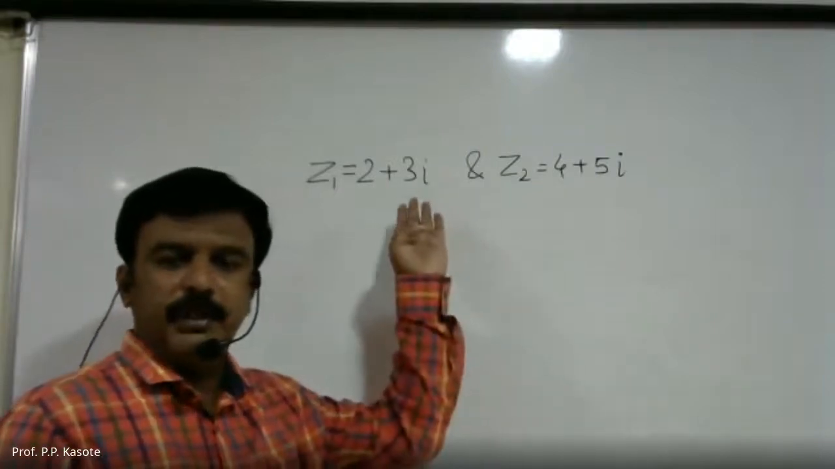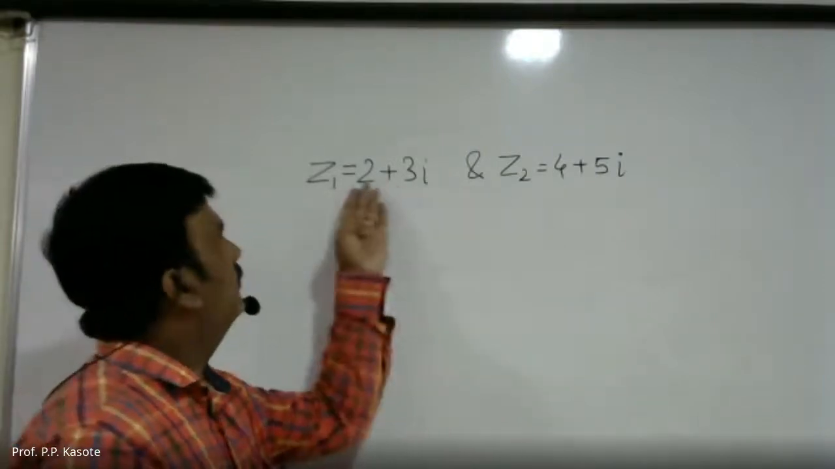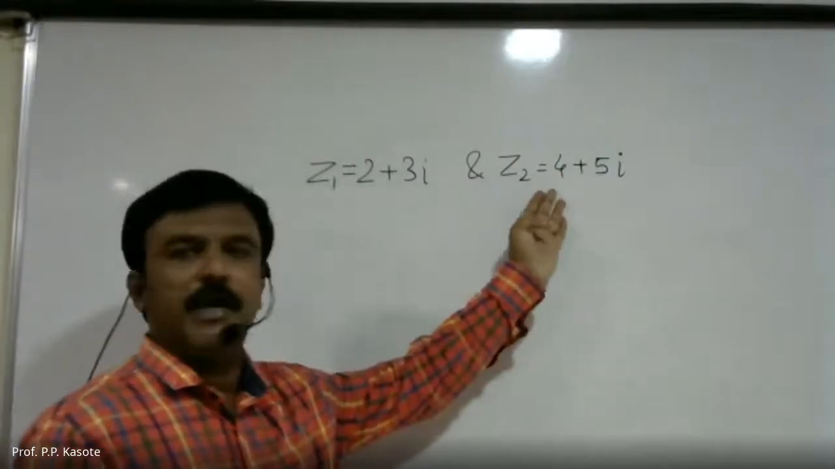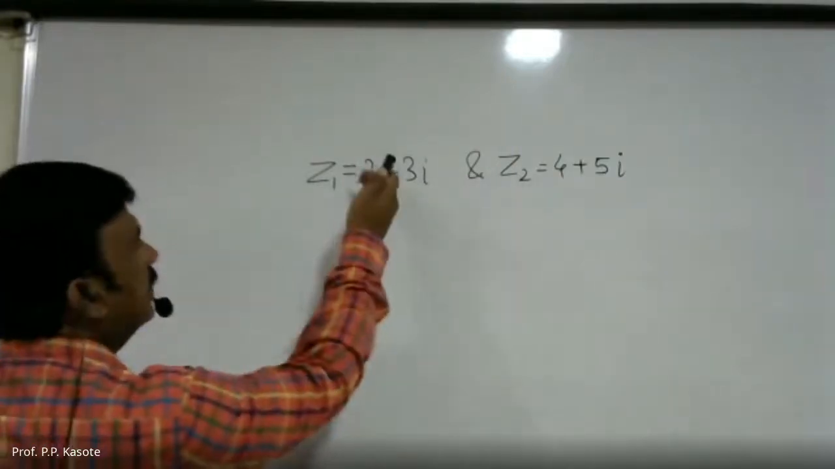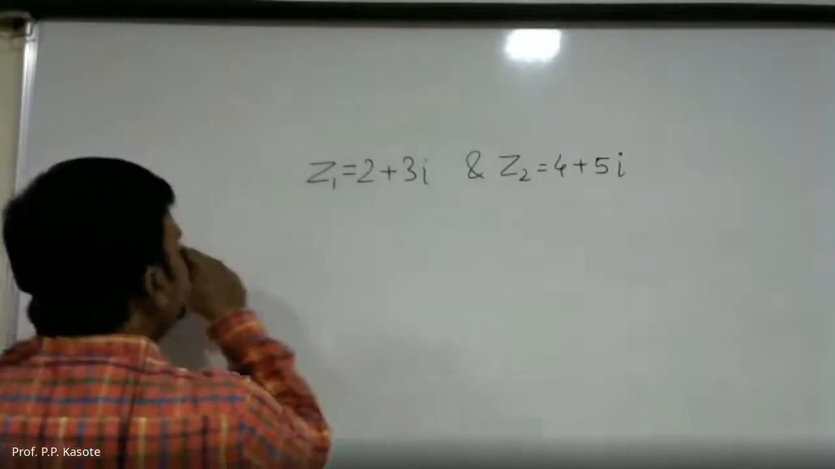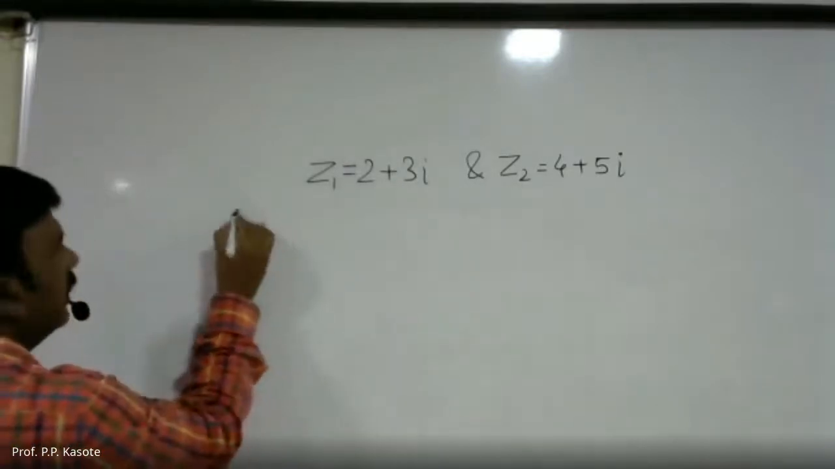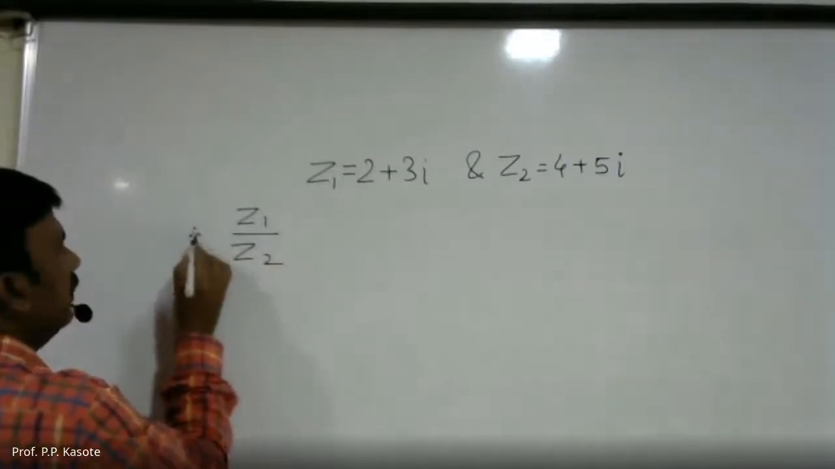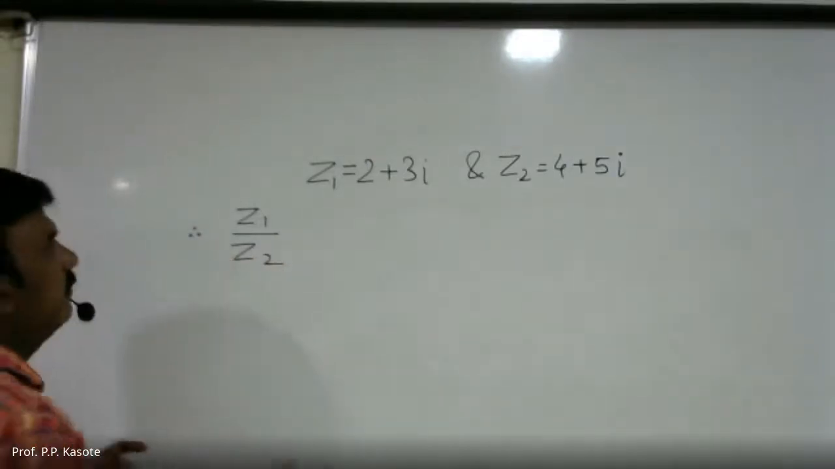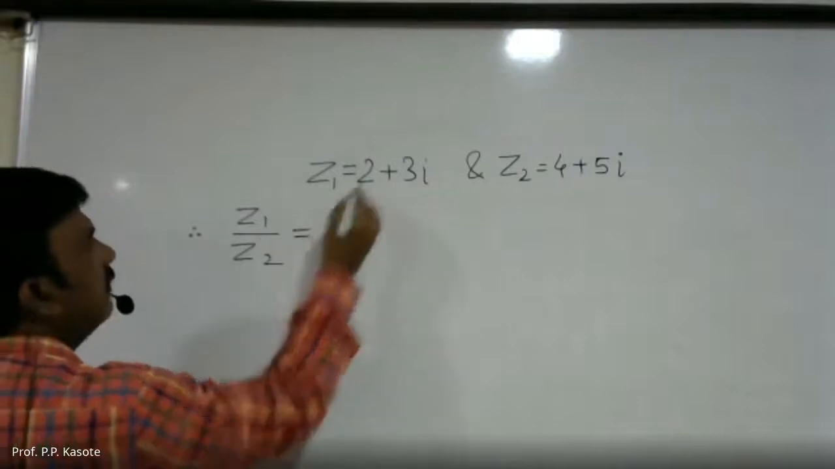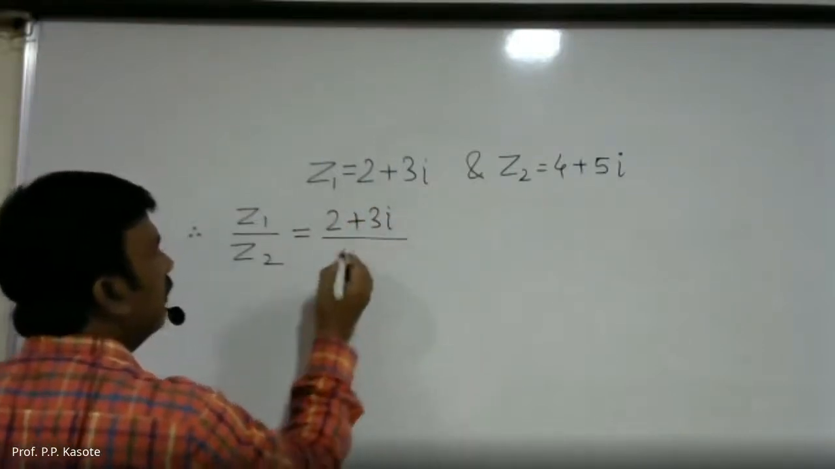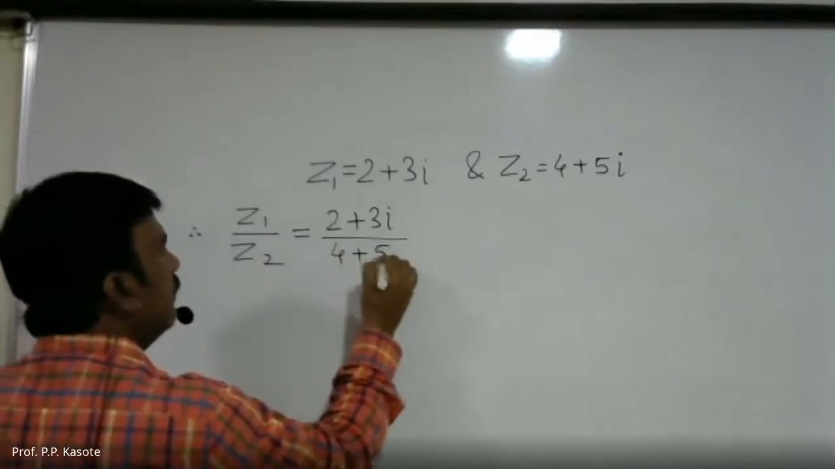We will use same numbers z1 and z2. We have z1 is equals to 2 plus 3i. We have z2 is equals to 4 plus 5i. Let us divide z1 by z2. z1 को z2 से divide करेंगे. So z1 upon z2 is equals to, write z1 first. It is 2 plus 3i divided by 4 plus 5i.